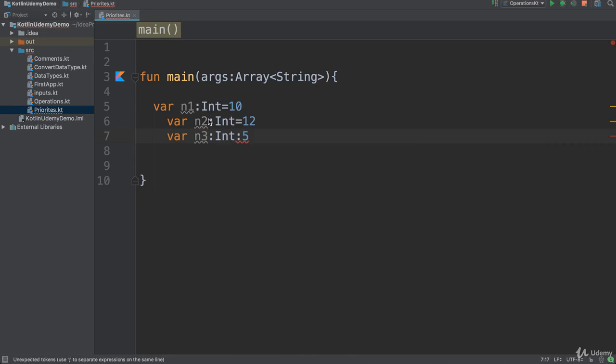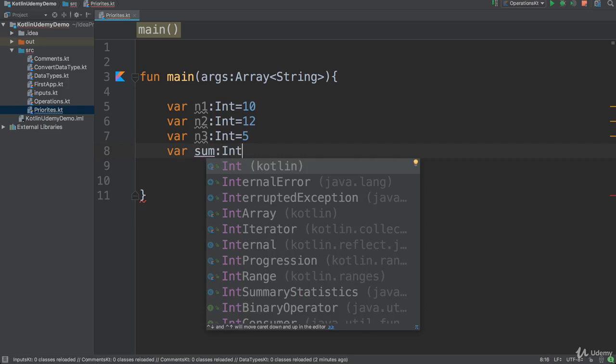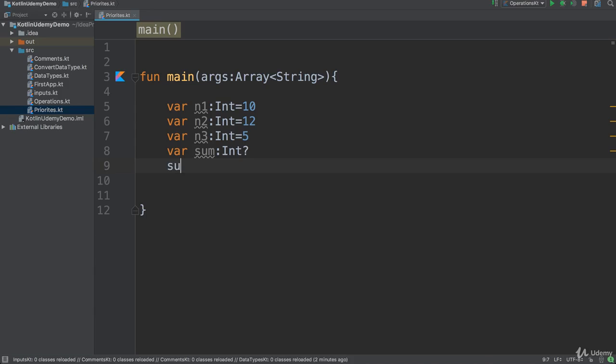So just let me format the code, make sure this one is formatted. So variable number1, number2, number3. Think about you have another variable for sum, okay, and the sum should be also integer, and now you say sum equal, okay, you say number1 plus number2 multiplied by number3 minus 3.